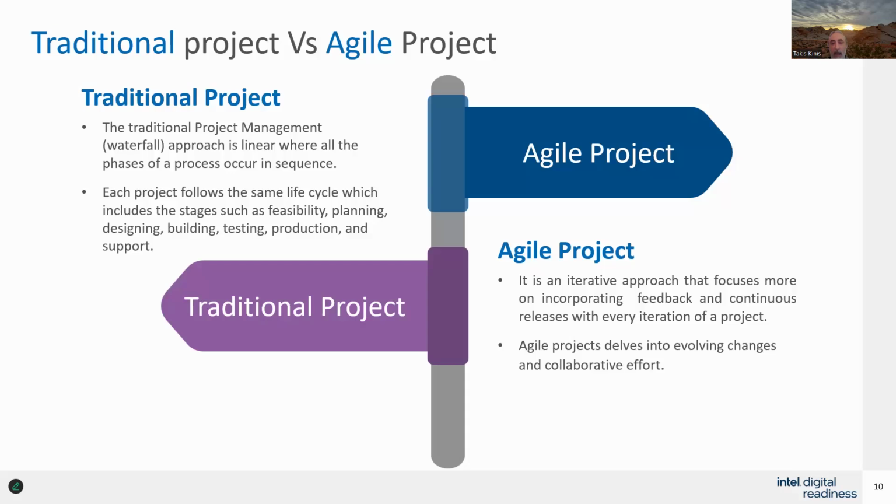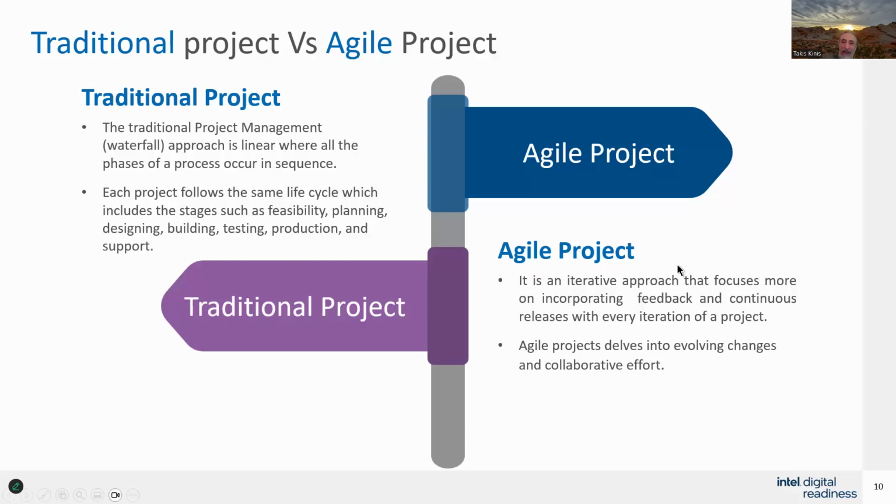They don't wait. And agile projects delve into evolving changes in collaborative effort. So it's built for teams to collaborate and to dynamically adjust, really how human beings work, right? Think of it like this: if you were playing a football game and you had a plan for the game and your plan's not working and you're losing and you're way behind in the score, do you stick with the original plan? Or do you dynamically adjust? That's kind of what agile is.